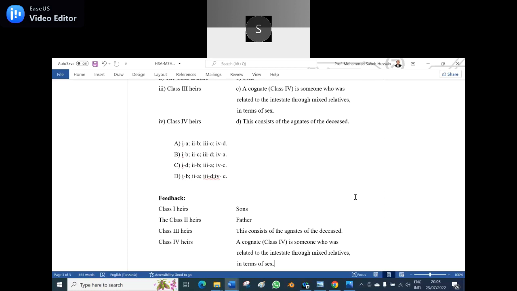Now the question comes. If a person married under the Special Marriage Act, what succession law could be applied over there? Indian Succession Act, 1925. Yes. The Indian Succession Act will be applied over there.